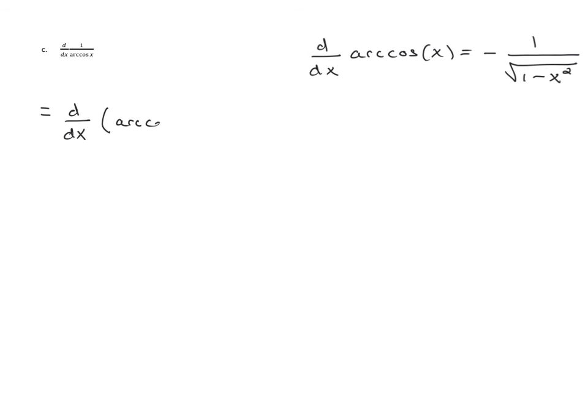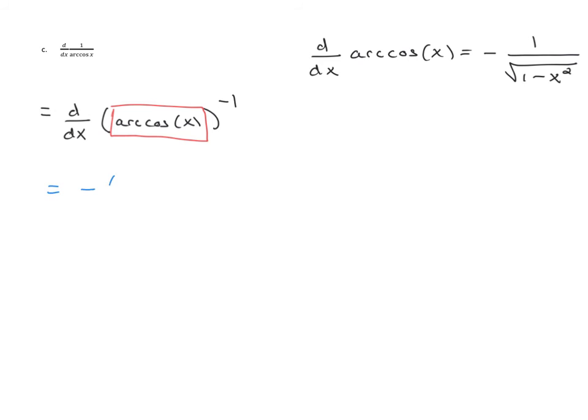The rule for the derivative of arc cosine, or cosine inverse of x, is negative 1 over the square root of 1 minus x squared. And this is only in the denominator. So I'm going to rewrite this problem as the derivative of arc cosine of x all to the negative 1 power. This way, I can use the chain rule to start this problem.